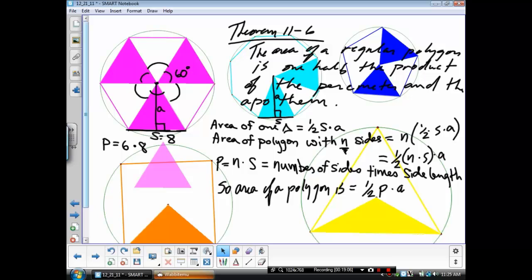Now let's do a shortcut. You ready for a shortcut? The shortcut is, if you take the number of sides times the side length, you get the perimeter. So if you have number of sides times 1/2 the side length times the apothem, and you rearrange this, that means 1/2 the perimeter times the apothem. So the area of a polygon is 1/2 the perimeter times the apothem. Does that make sense? Yeah. Okay. So yes, you can take 1/2 the side length times the apothem and then times the number of sides, or you can take 1/2 the perimeter times the apothem.